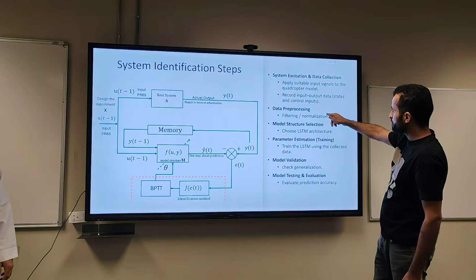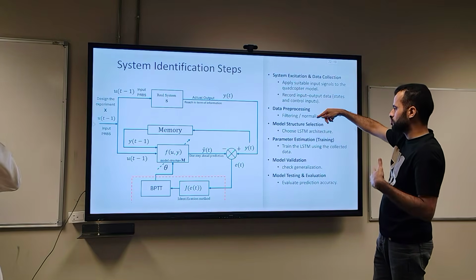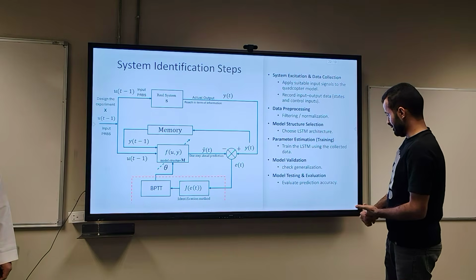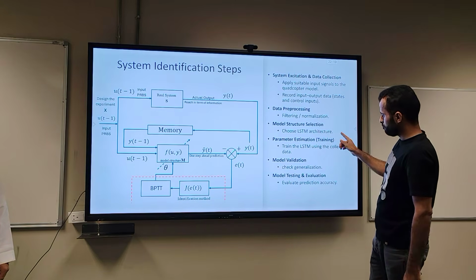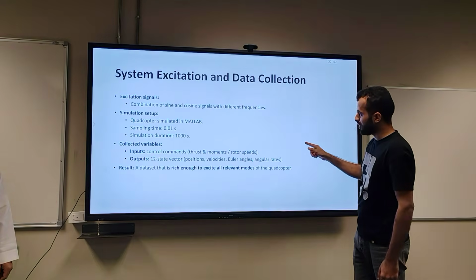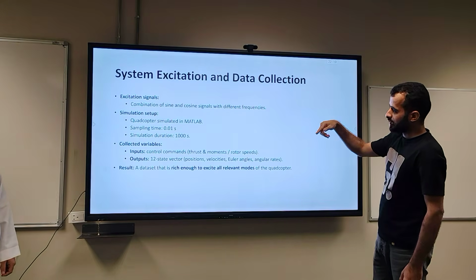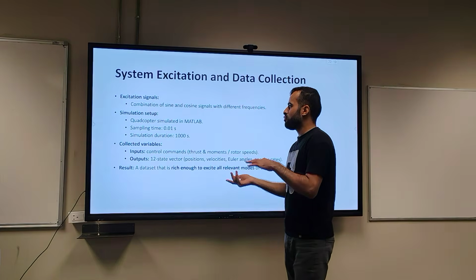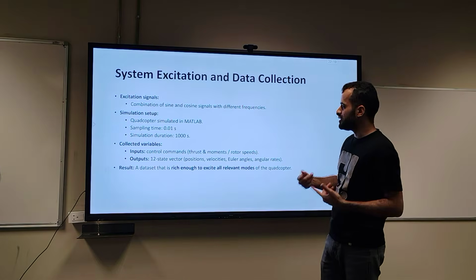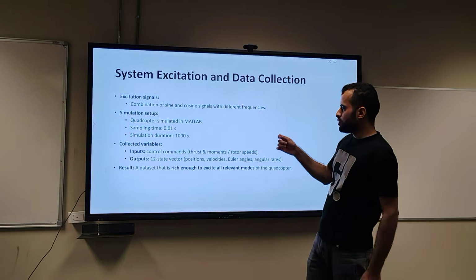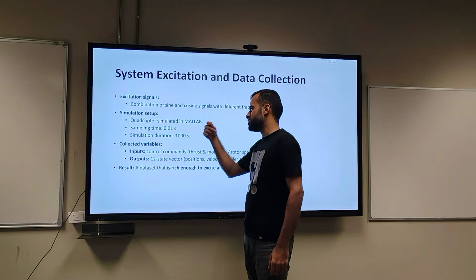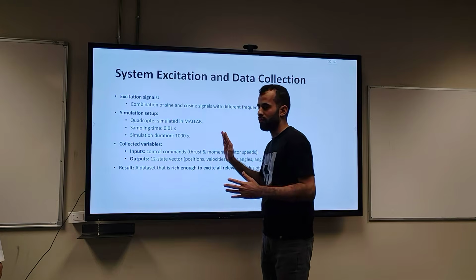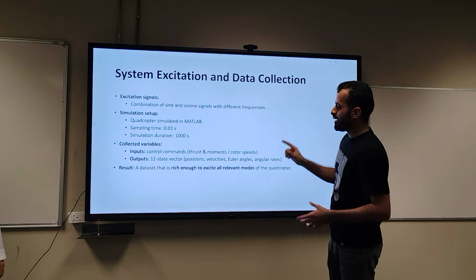Collecting the data, pre-processing. At the beginning, we collect the data, then we do data pre-processing by filtering and normalization, then selecting the model structure, then parameter estimation, model validation, and model test and evaluation. How can we start exciting the system? We use a combination of sine wave and cosine wave signals with different frequencies. Then we set up the simulation in MATLAB where the sampling time was 0.01 second and the simulation time was 1000 seconds. We collect the data.